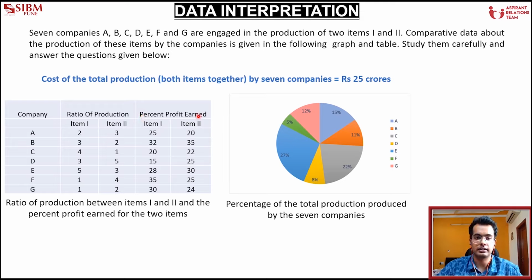For percentage profit earned, out of the total profit earned by the company, 25% is earned on item 1 and 20% is earned on item 2. And this is the pie chart that shows the percentage of total production produced by the 7 companies. So basically the cost of total production together for all the 7 companies is 25 crores, and a percentage of that is given for every company. For example, for company A, it's 15% of 25 crores. So let's go and see the first question.